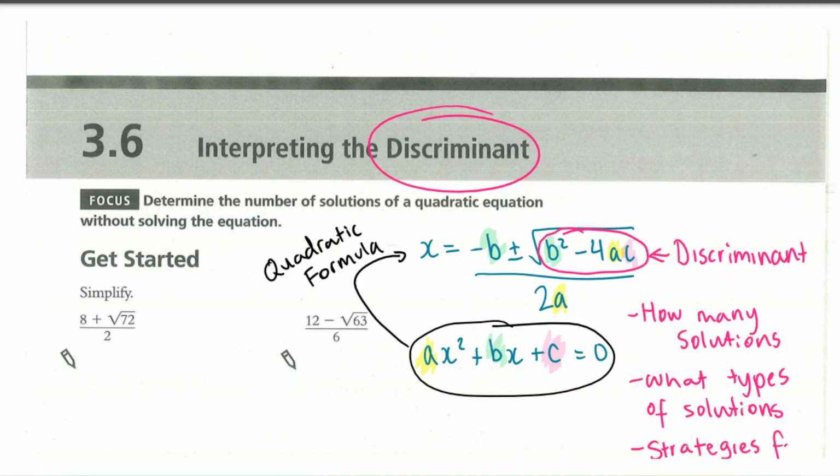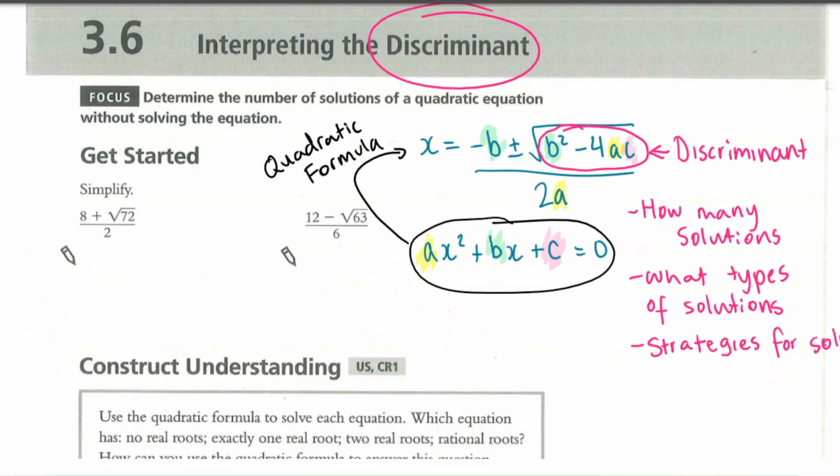Strategies for solving. I ran out of space there. I'm just going to scroll down just a slight bit. So by the end of today's lesson, the goal is for you to be able to, number one, calculate the discriminant, and then number two, use that to figure out how many solutions there are to the equation, what types of solutions there are, and what strategies you could use to solve that quadratic equation. For example, could you solve by factoring?